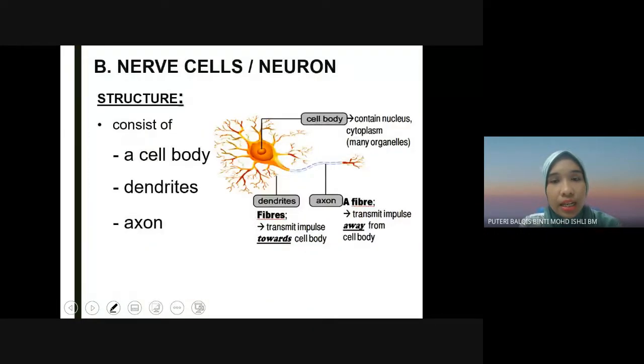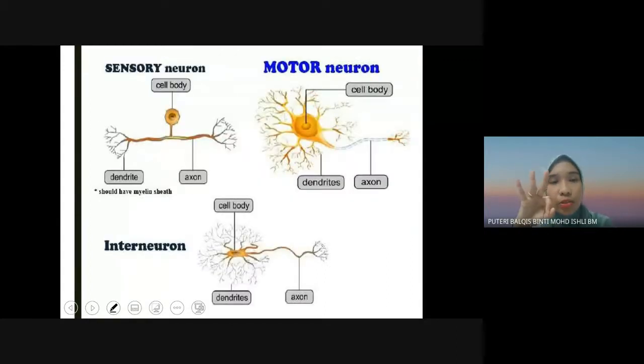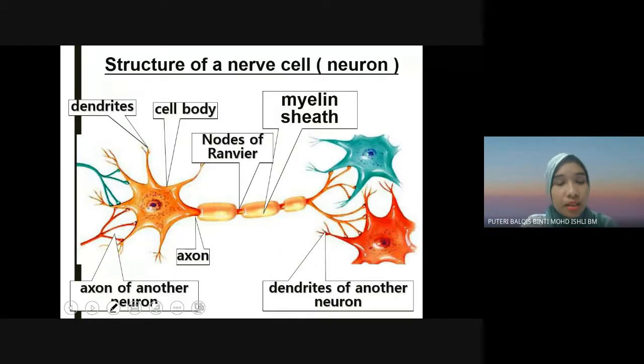Okay. And nerve cell. Okay, nerve cell or neurons. Nerve cell or neuron, it consists of cell body, dendrites, and axon. Okay, cell body, dendrite, and axon. Yang tu. Okay. Kita ada tiga neuron, sensory neuron, motor neuron, and interneuron. Sensory, motor, interneuron. Okay. Alright, so this is the structure of a neuron, of a nerve cell.